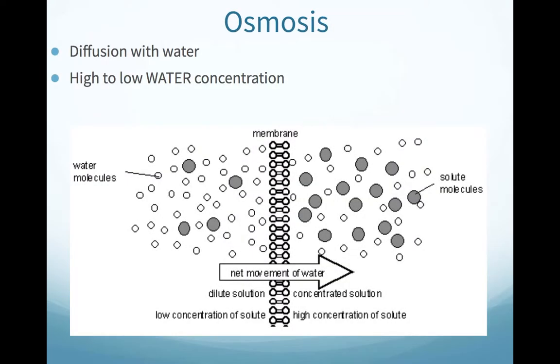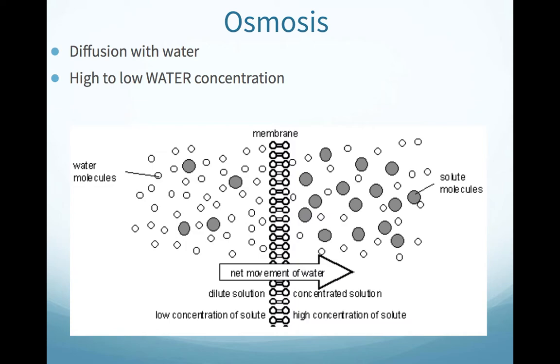Now, osmosis is simply diffusion with water. And this one gets a little confusing because it is high to low water concentration. And we often do not talk about solutions in terms of the amount of water. We usually talk about solutions in terms of the amount of solute. So that's where it gets a little tricky. But if you look at the picture, you'll see on the left-hand side, there's a lot more water molecules. And so the net movement of water will move from the more water molecules to the fewer water molecules.